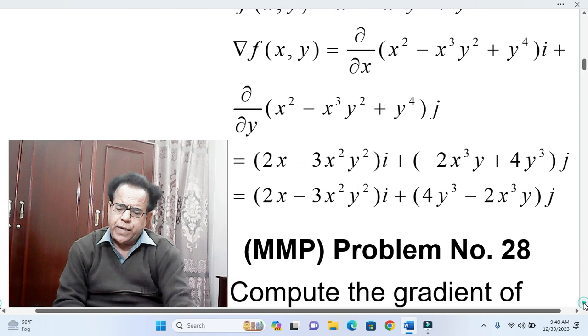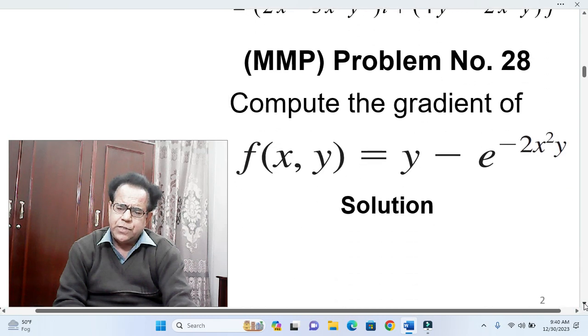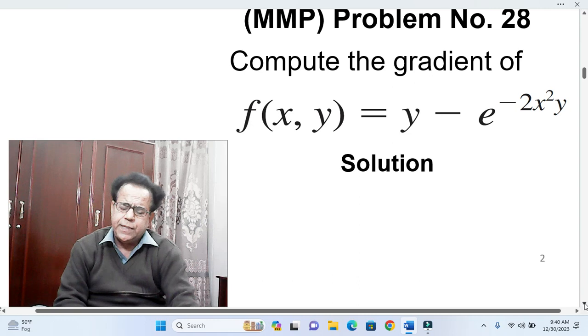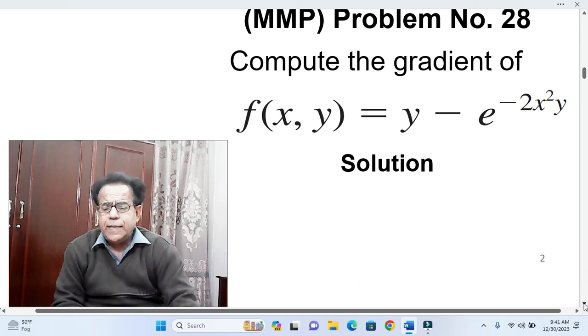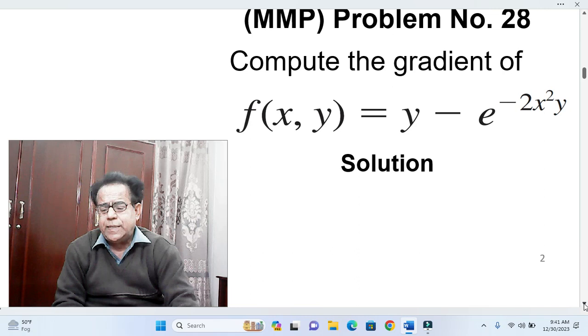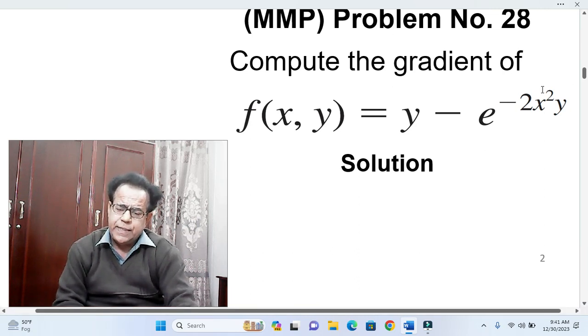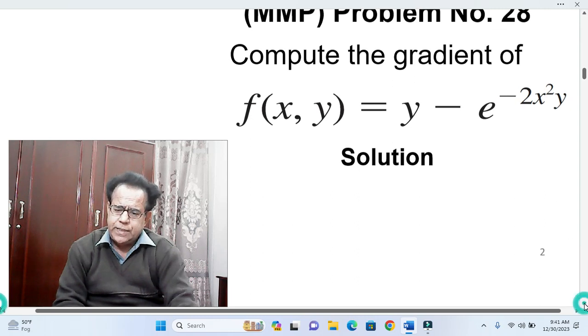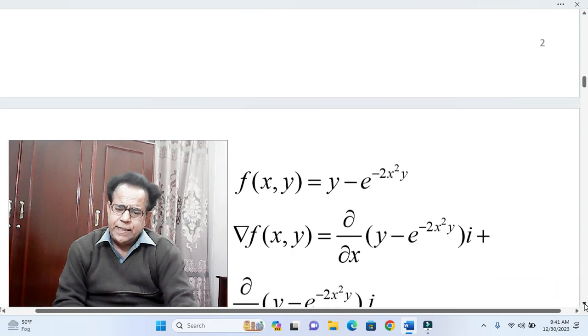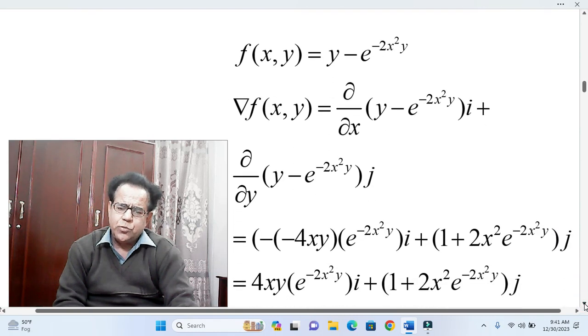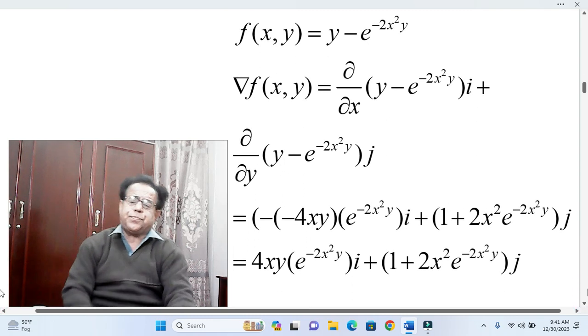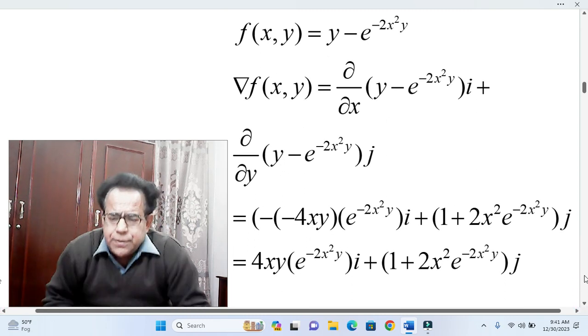Now we move to the next problem, mathematical methods in physics. Problem number 28: compute the gradient of f(x,y) equal to y minus exponential function of minus 2x. This is slightly tricky, because here we will have to differentiate it partially. It needs a little explanation. f(x,y) is equal to y minus e raised to the power minus 2x square y.